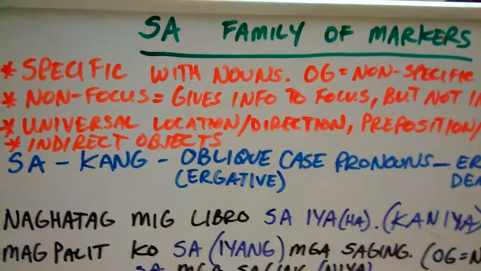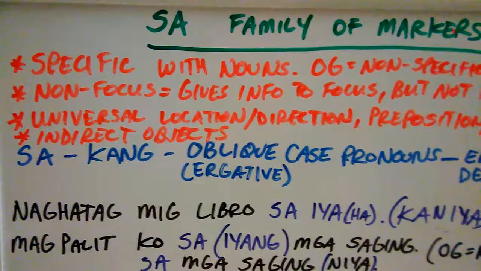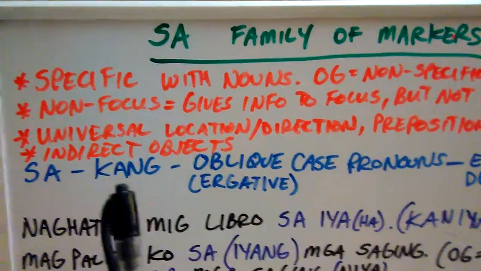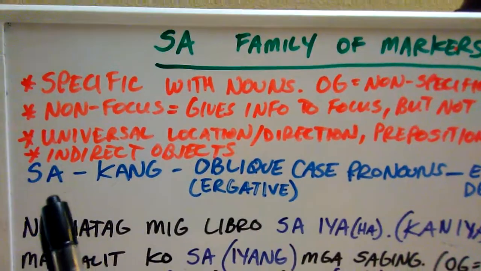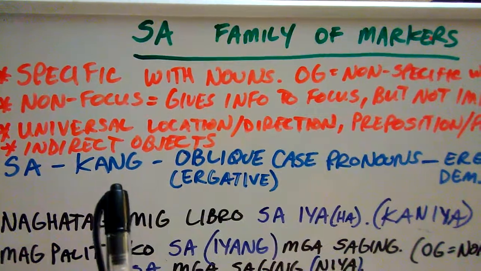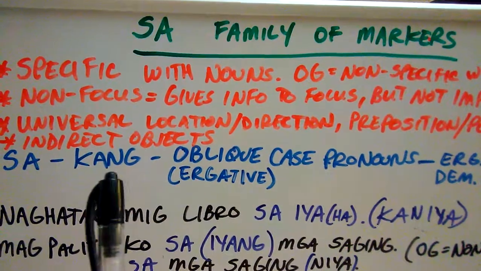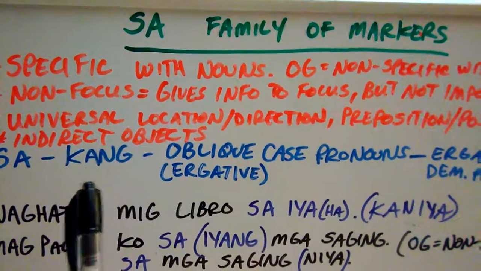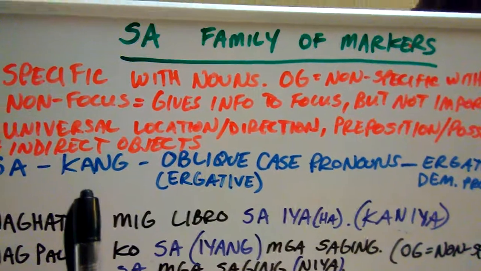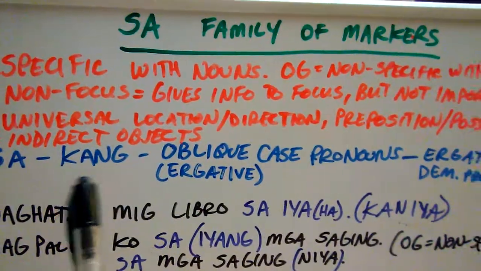All right. Now, in order to use the Sa family of markers, we have 4 ways of using it. We can express it using sa with nouns, location, stuff like that. Kang, we can use with proper nouns. So remember, in the ang family of markers, for proper nouns, we can mark it with si. With the og family of markers, with proper nouns, we can mark it with ni. And with the sa family of markers, we can mark proper nouns with kang.